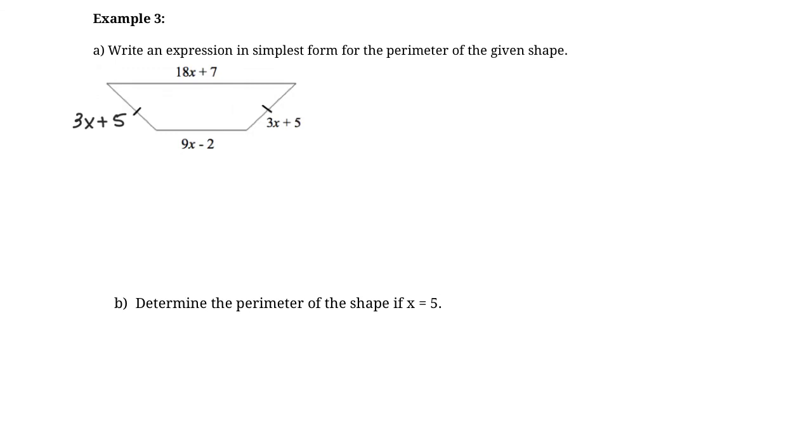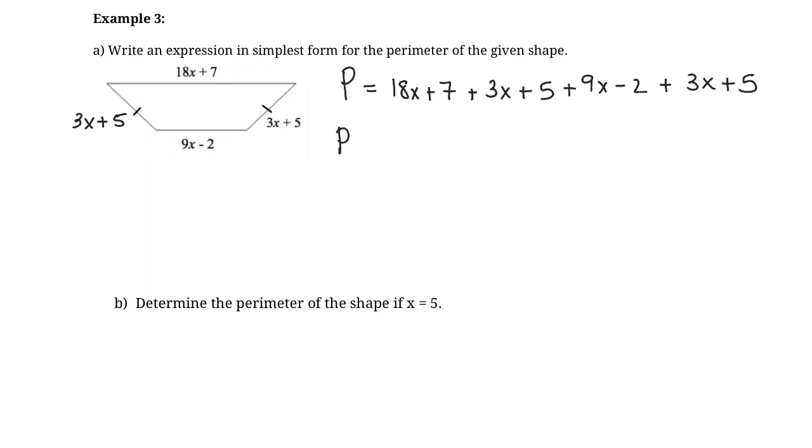So I'm going to start my equation with P equals, and in math we use a capital P to represent perimeter. So let's start by adding all the sides together. I'll start at the top and work my way around. So I have 18x plus 7 plus 3x plus 5 plus 9x minus 2 plus another 3x plus 5.